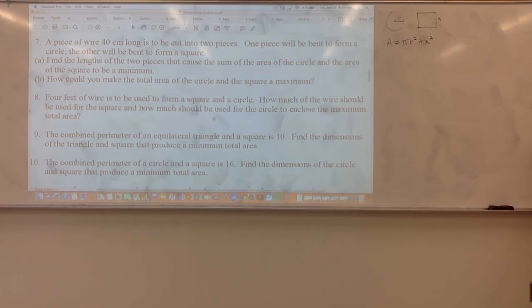Okay, I thought the area of the circle was radius squared times pi. Yes, it is. Pi r squared.